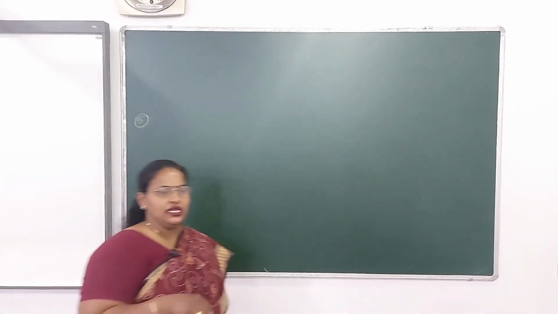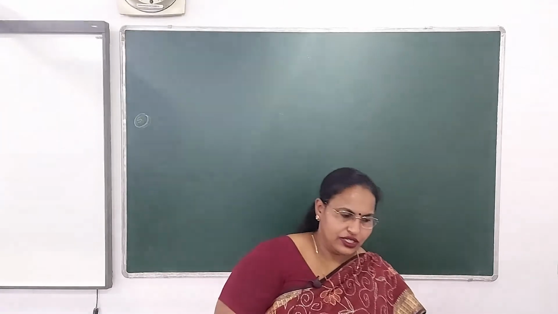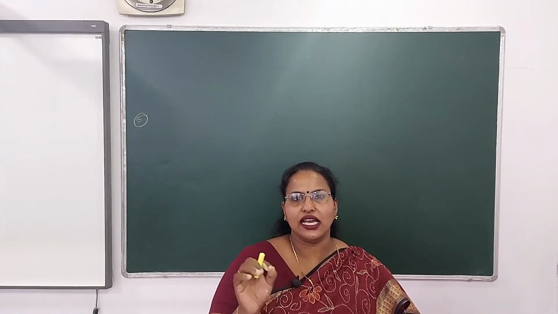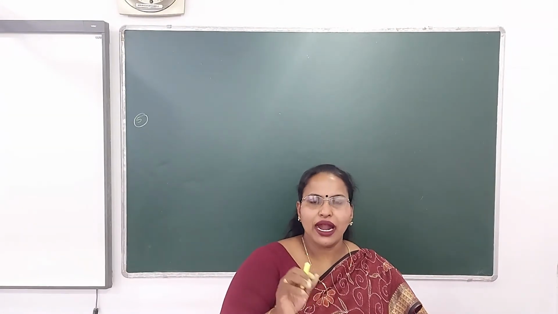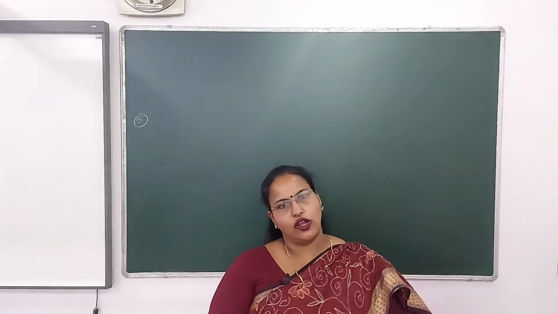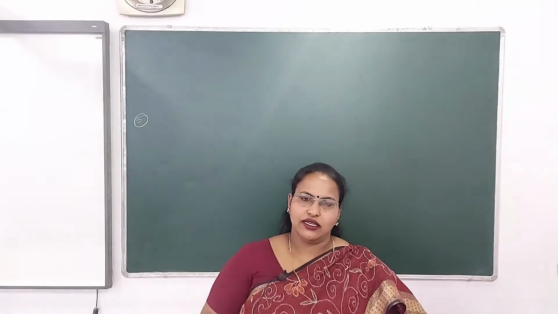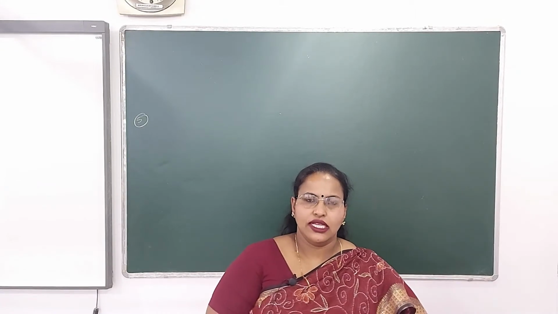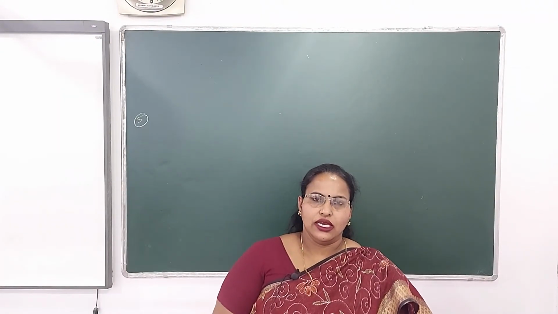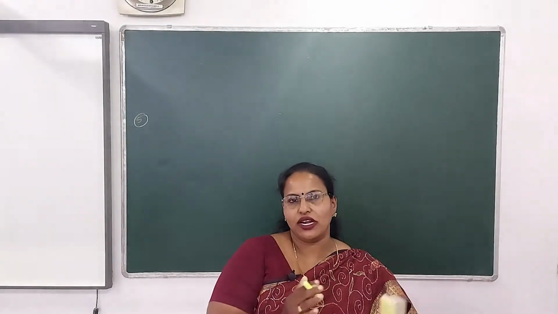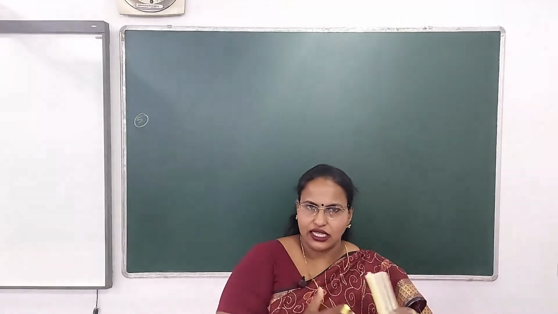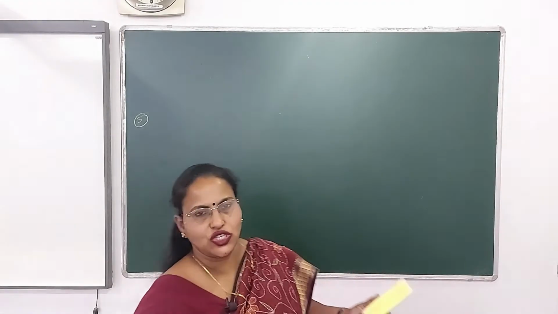In a square matrix of any order, if any two rows or columns, either rows or columns, are identical, identical means they are the same, then the value of the determinant will be 0. Let A be a square matrix of any order. If any two rows or any two columns are identical, then the value of that particular determinant will be 0.